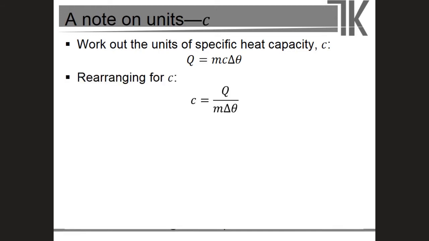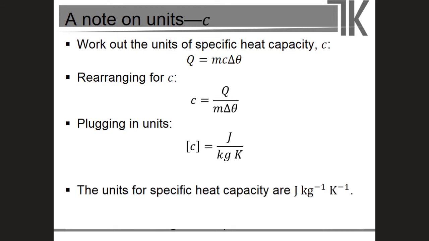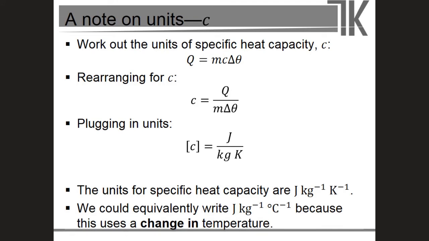So correctly rearranged for C, we should have C equals Q divided by M delta theta. And if we just plug in the units on the right hand side of the equation, Q is measured in joules, M is measured in kilograms, and delta theta is measured in Kelvin. So the units for specific heat capacity are joules per kilogram per Kelvin, and written with the superscripts so that it's easier to determine what's in the denominator and what's not. We could equivalently write this as joules per kilogram per degree Celsius because it uses a change in temperature.